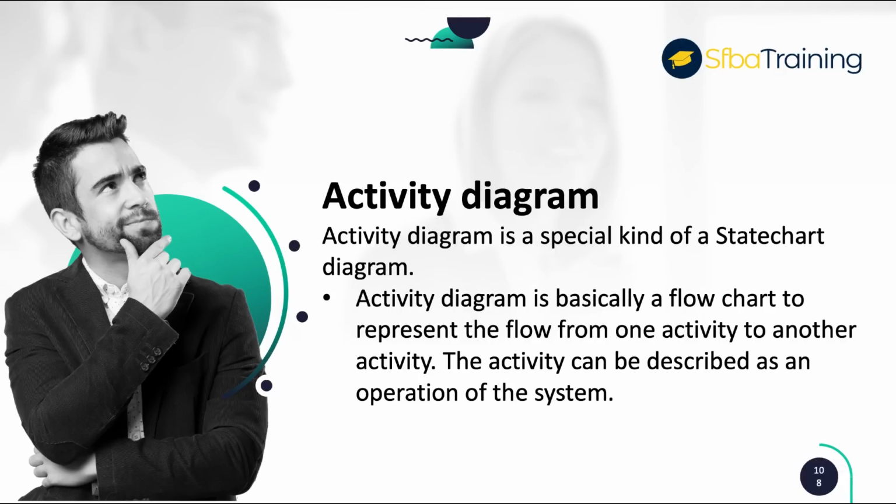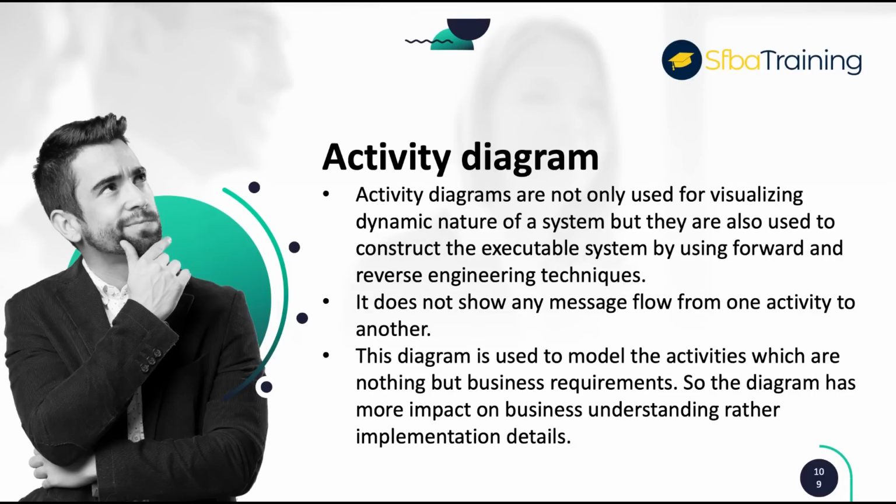Activity diagram. Activity diagram is a special kind of state chart diagram. Activity diagram is basically a flow chart to represent the flow from one activity to another activity. The activity can be described as an operation of the system. Activity diagrams are not only used for visualizing the dynamic nature of a system, but they are also used to construct the executable system by using forward and reverse engineering techniques.